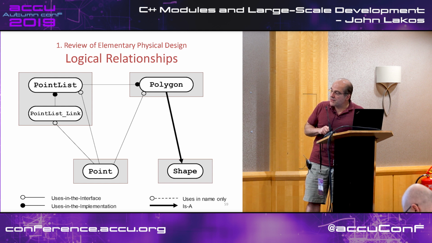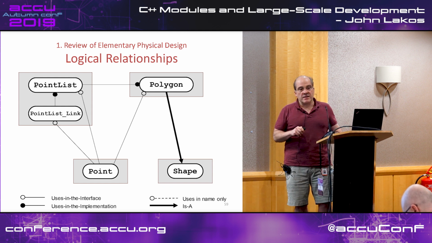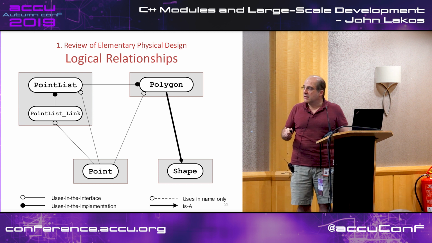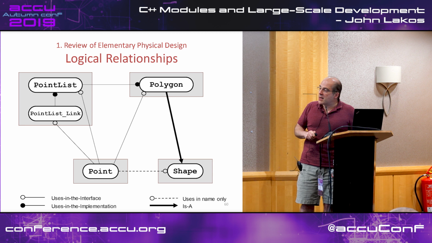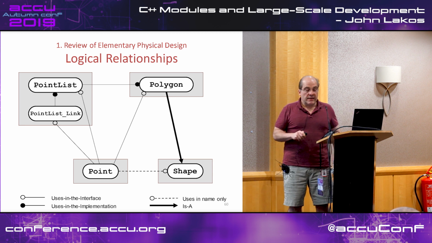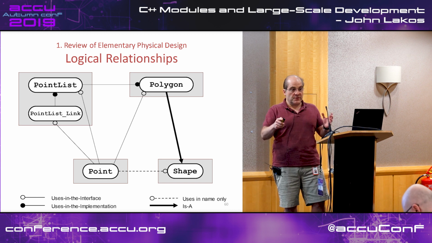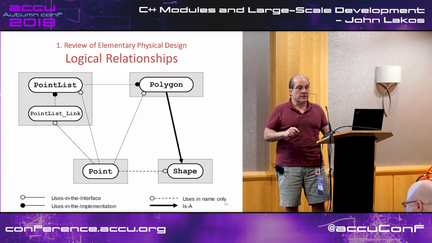Then we have this other thing called uses in name only. And this is a hard one to get your mind around because it's not intuitive at all. A shape uses point in name only. It's an abstract interface. It consists of no constructors, a bunch of abstract functions that are all pure virtual, and the first function it has is an out-of-line destructor.